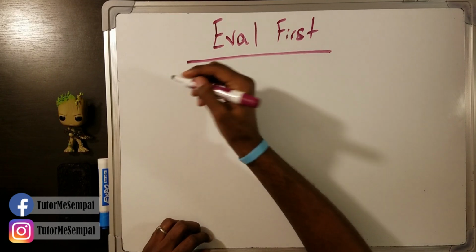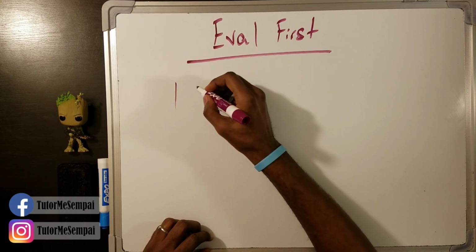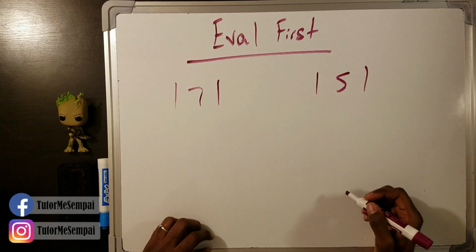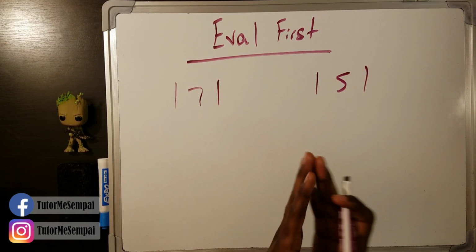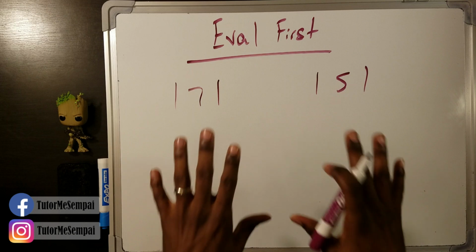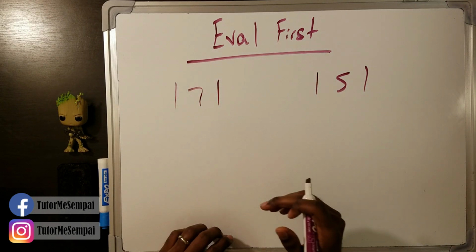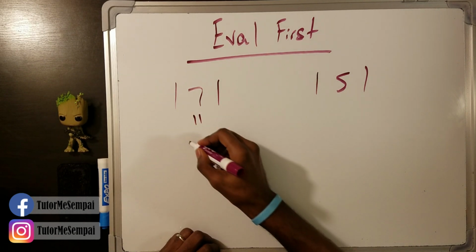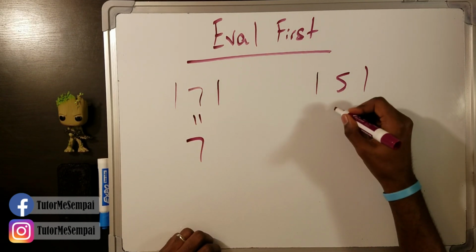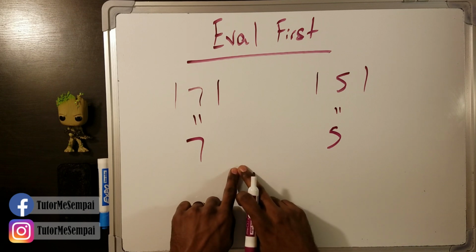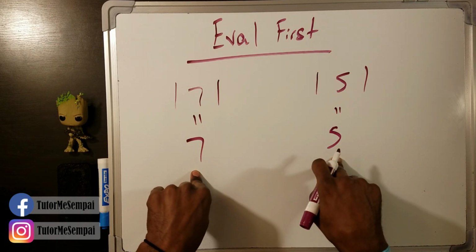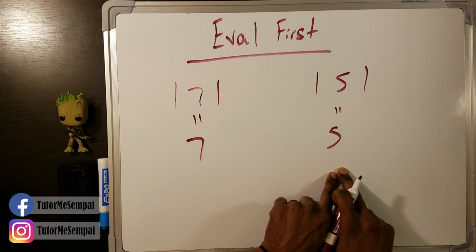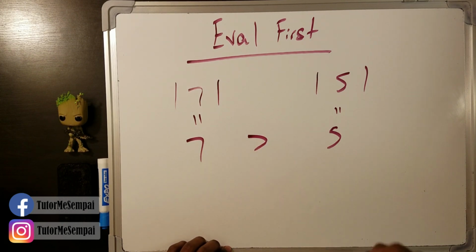Let's say we have these 2 absolute values. So we have the absolute value of 7 and we have the absolute value of, let's say, 5. We want to see which one is greater or if they're equal. The evaluate first method means first we want to evaluate what these absolute values are. Well, this one is going to equal 7 and this one is going to equal 5. Now, we can easily compare what these values are. Is 7 less than, greater than, or equal to 5? Well, 7 is going to be greater than 5.